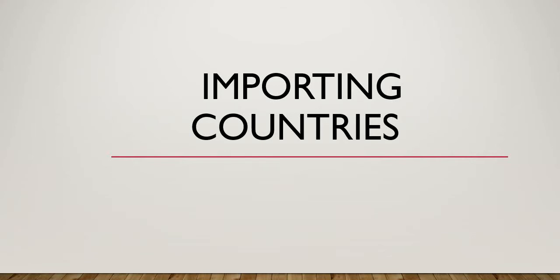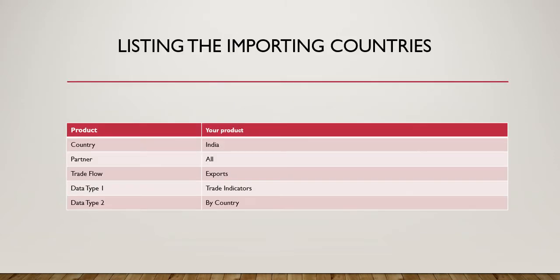Hi, in the last session, we saw how to find out the export market size for a particular product. In this session, we are going to see how to list the importing countries for your product. For this, we are going to use two websites. First one is trademap.org and the second one is Export Potential Map. Let's go over to Trademap.